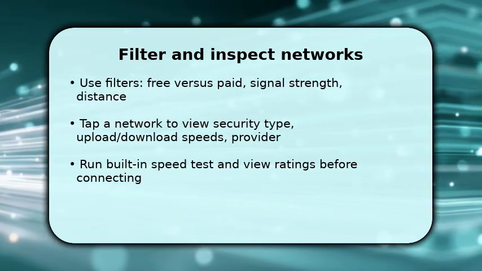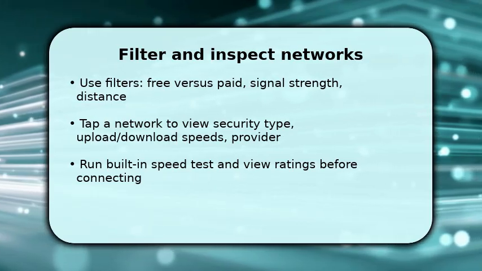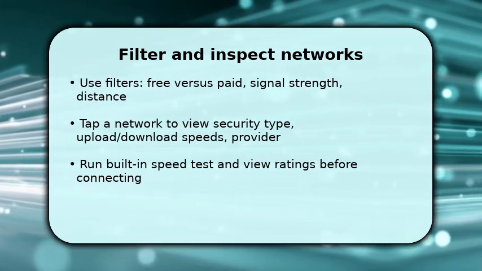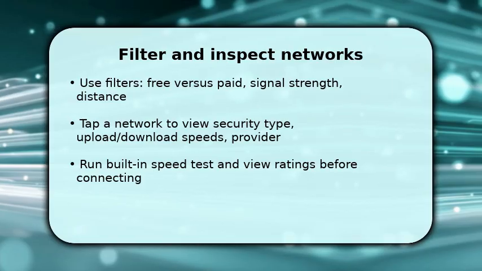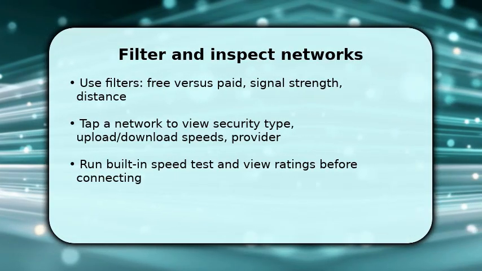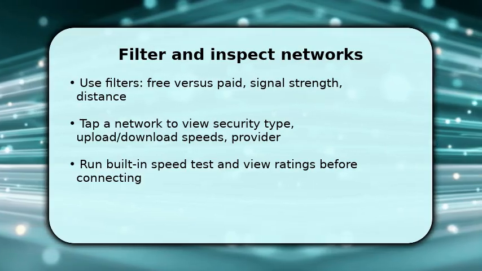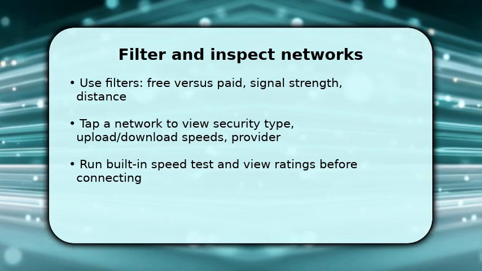Tap any network to inspect details, security type, provider, expected speeds, and user ratings, because security matters when choosing a public access point. Once you identify a candidate, run the app's built-in speed test. This confirms throughput and latency, so you're not connecting to a slow hotspot. If satisfied, save it to favorites for quick future access, and note any login steps.